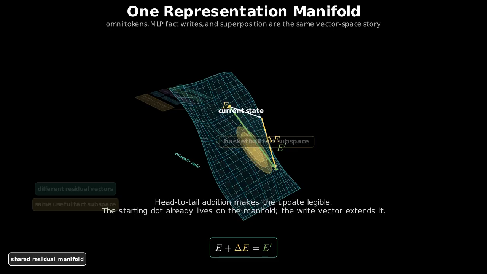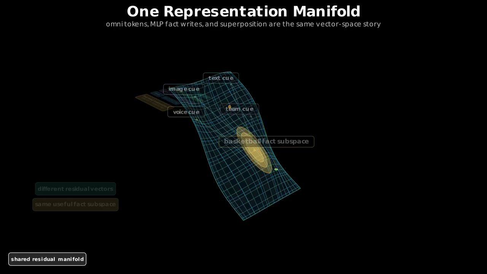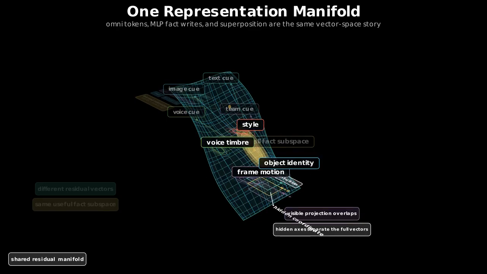Then add a hidden fourth coordinate. In the rendered view, several vectors can share the same x, y, z shadow. In the full space, they are separated along the hidden axis, so the collision in the projection is allowed.